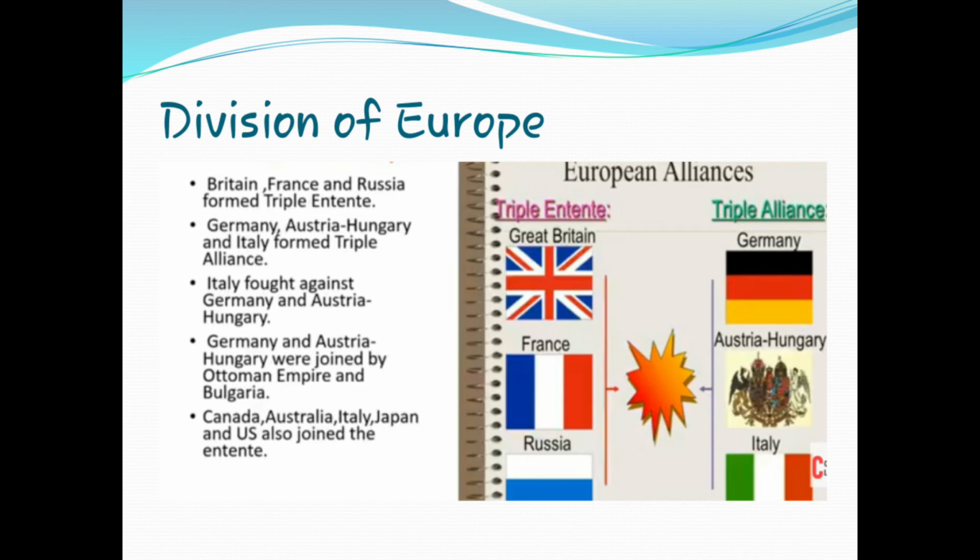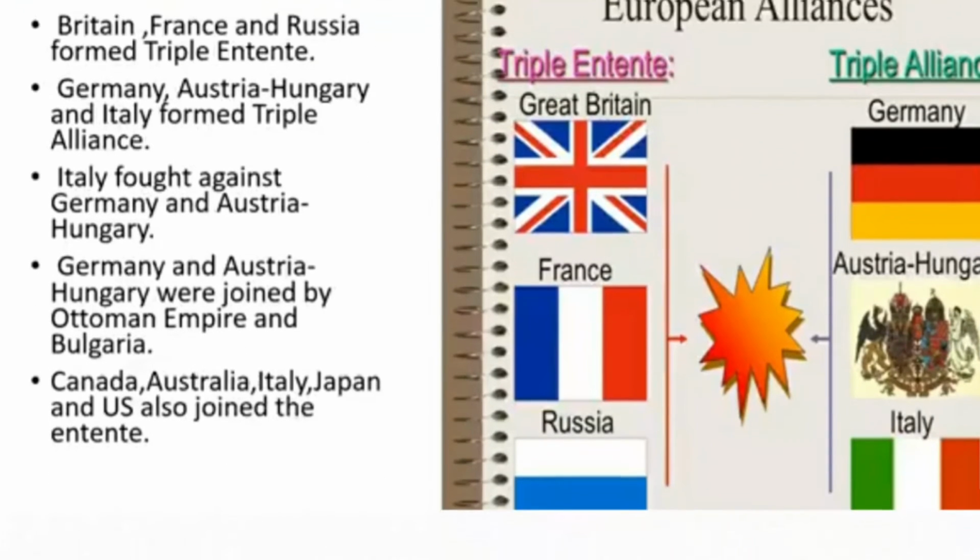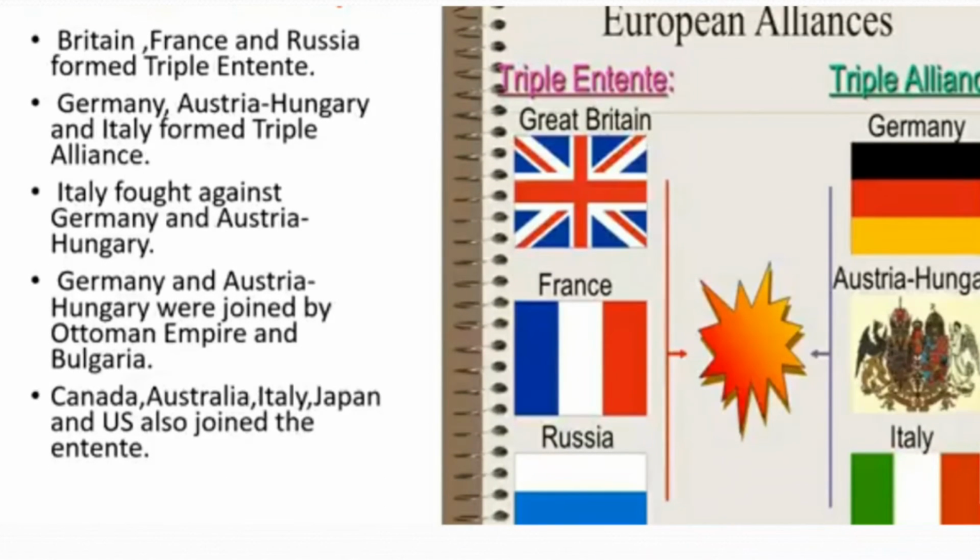Now, here we have two terms, Triple Alliance and Triple Entente. Now, what were the Triple Alliance and the Triple Entente? You can see in the picture, the Triple Entente was Great Britain, France, and Russia, who had joined hands together and formed a group. Similarly, in the Triple Alliance, it was Germany, Austria-Hungary, and Italy.